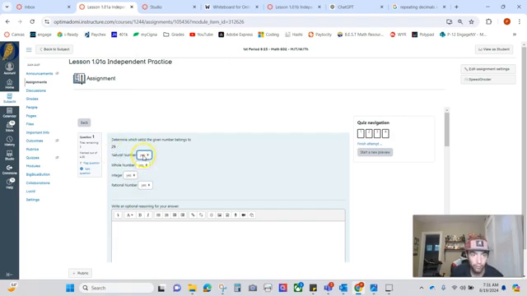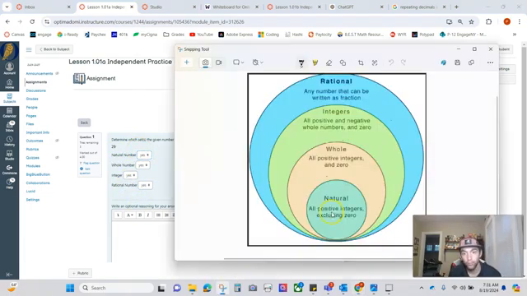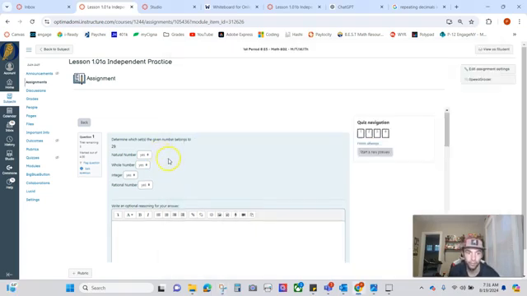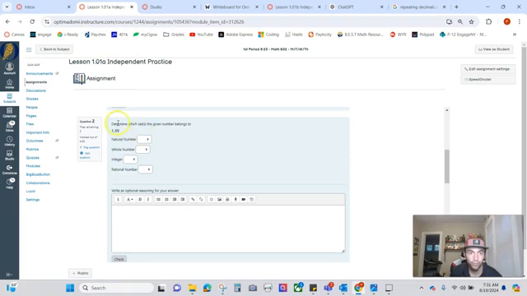It's a natural number, which also makes it a whole number, an integer, and a rational number, because the natural number bubble, like this category, is inside the other 3 circles. So all natural numbers are also the other 3 categories. Let's go to the next question.